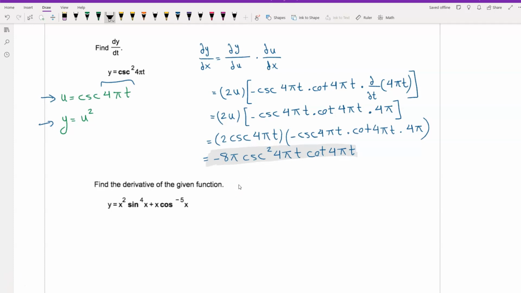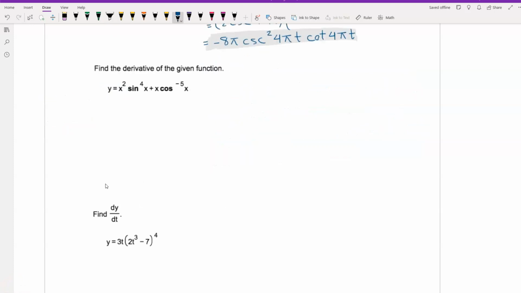And multiplied, so our final answer is negative 8 pi cosecant squared 4 pi t times cotangent 4 pi t. And that is our final answer.